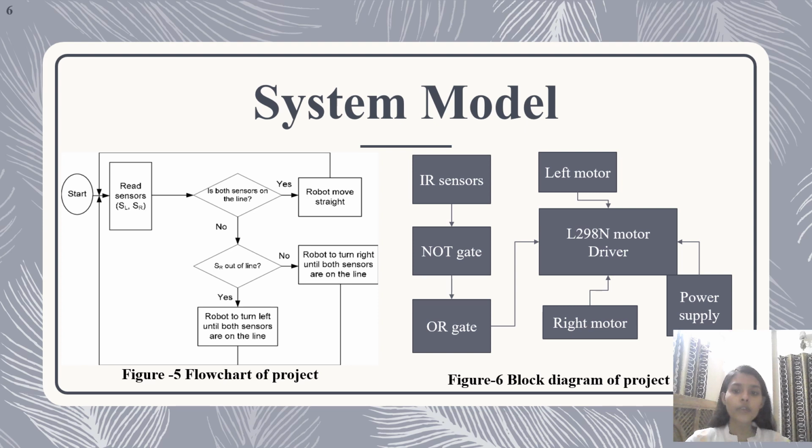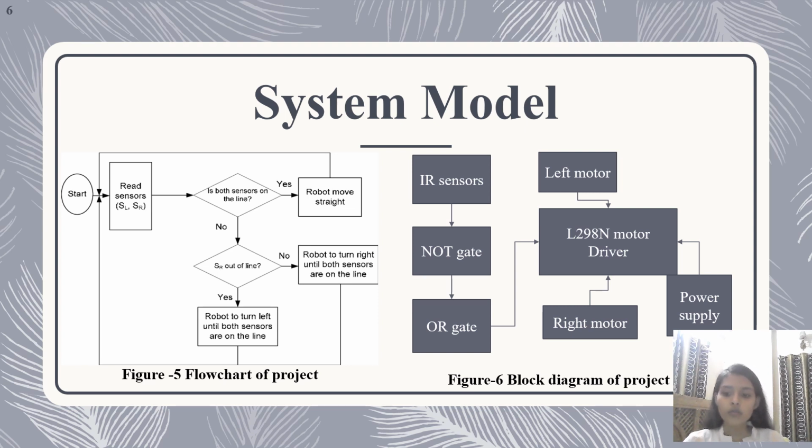And if the right sensor is on, then the left motor will be stopped and the right motor will run. If both of the sensors cannot sense any line, then the motor will move forward, and also the robot will move forward.